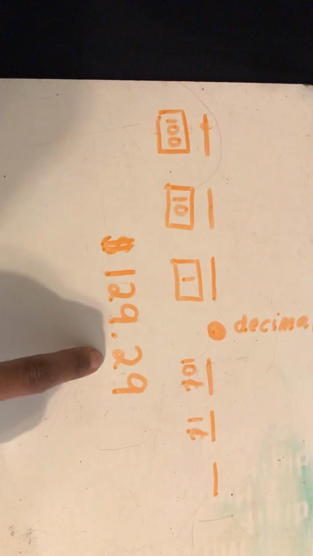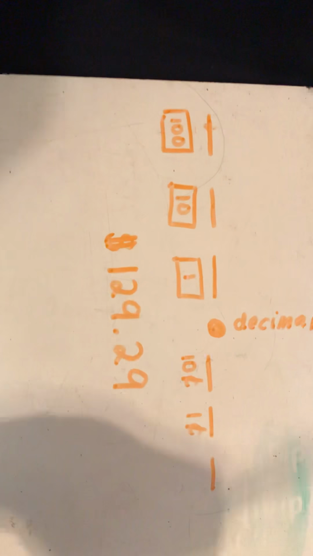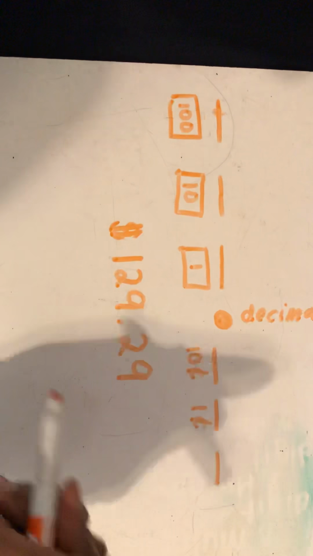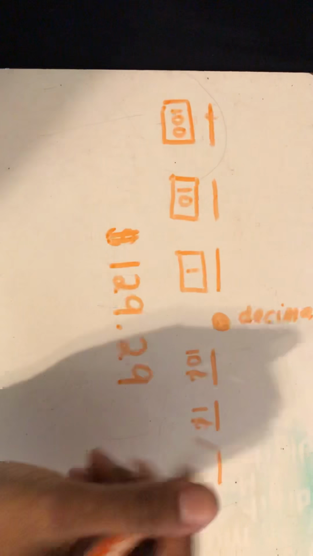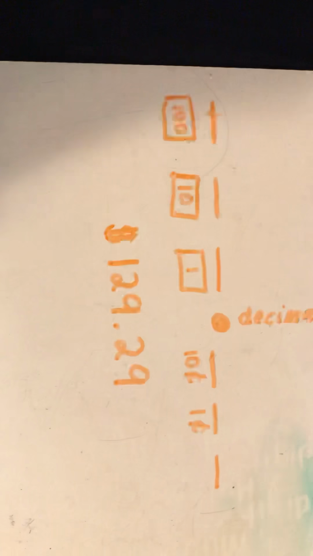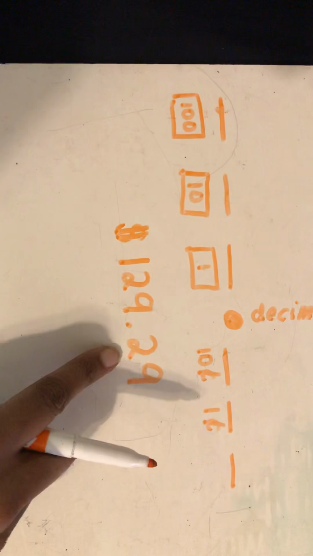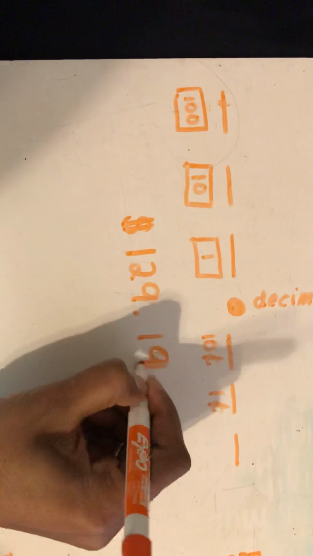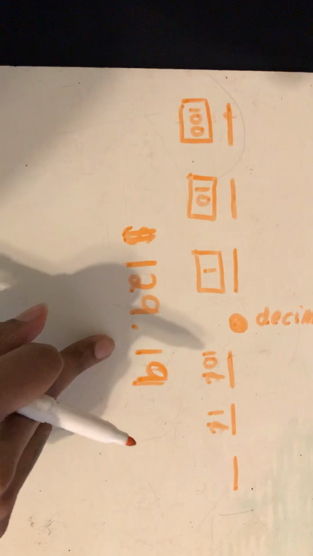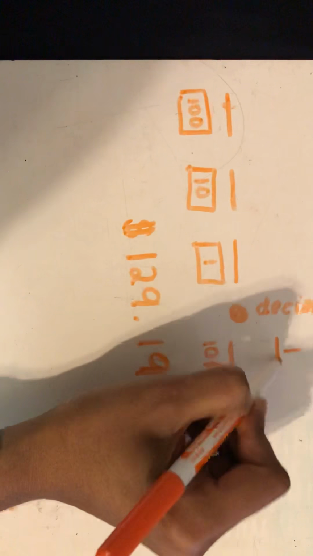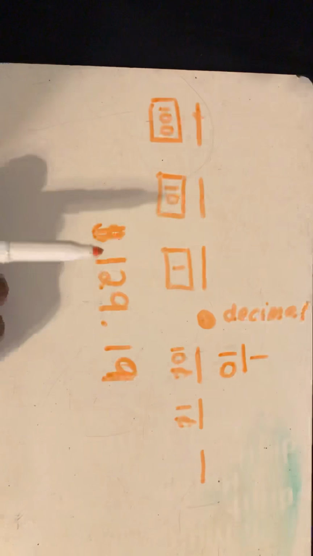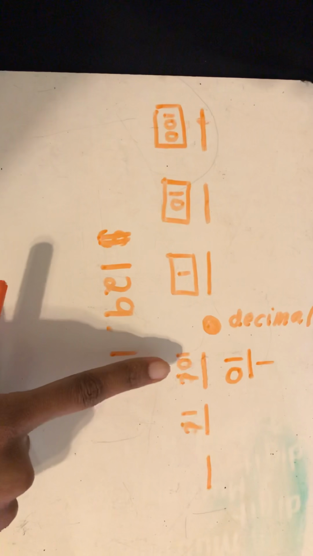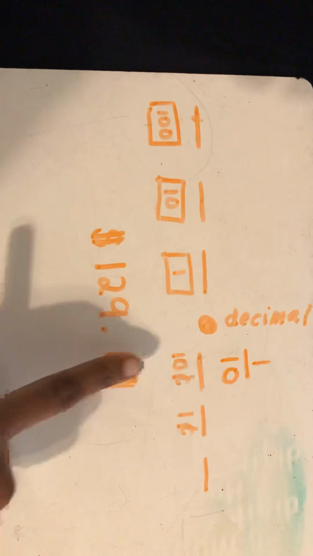The 2 is 20 cents. Well, you know what? Mrs. Harris is going to change this. The 1 is equivalent to 1/10 of a dollar. If I had 10 dimes, it would equal $1. So it's 1/10 of a dollar.